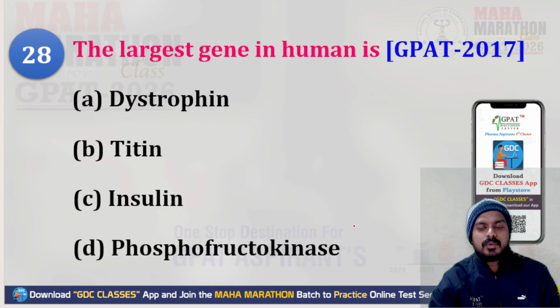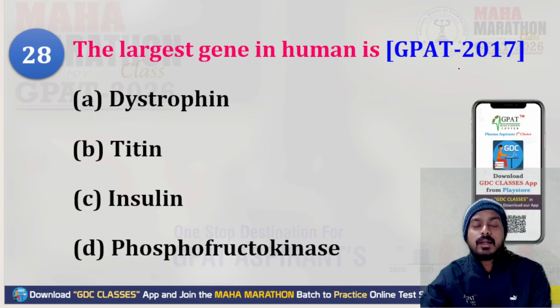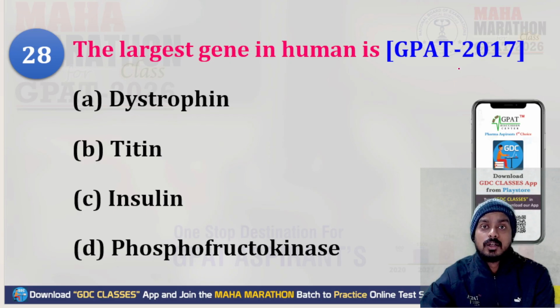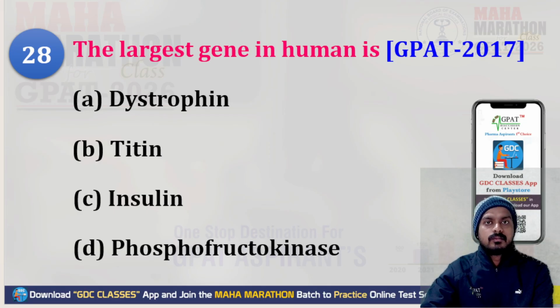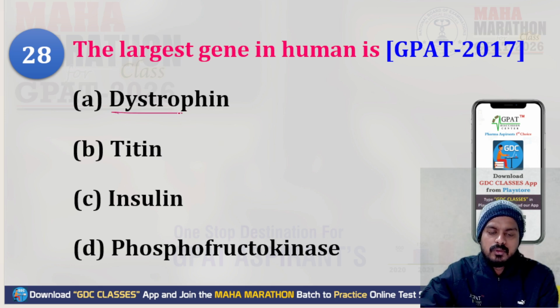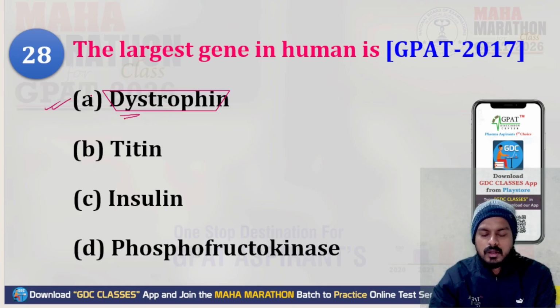The largest gene of human. This question was asked in GPAT. Largest gene: is it dystrophin, titin, insulin, or phosphofructokinase? Yes, answer this question. The largest gene in human is dystrophin. Option A is the correct answer.